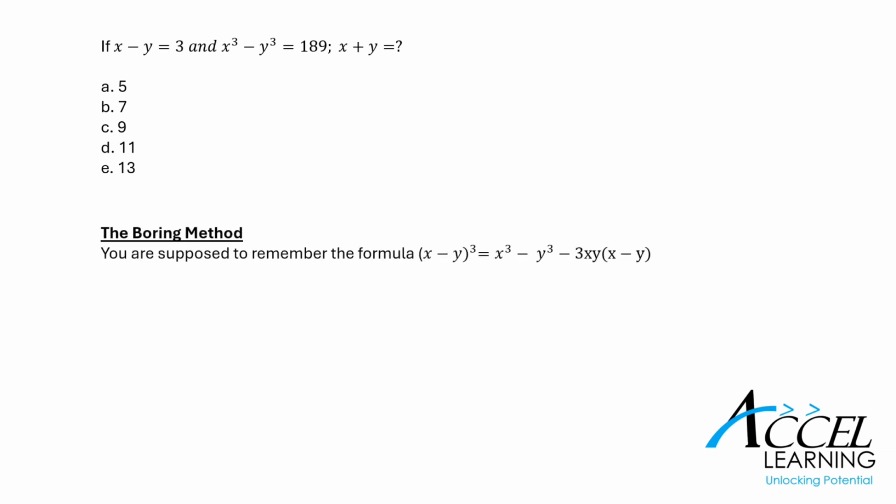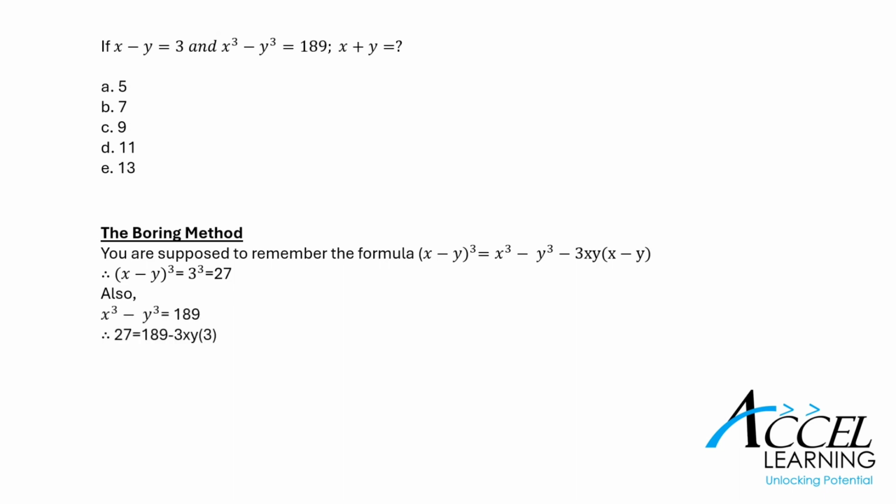Here's the same question. Pause the video now to see if you want to solve it first before we do. So the standard method, you're supposed to remember the formula: x minus y cubed equals x cubed minus y cubed minus 3xy times x minus y. x minus y cubed equals 3 cubed equals 27. Also, x cubed minus y cubed equals 189.